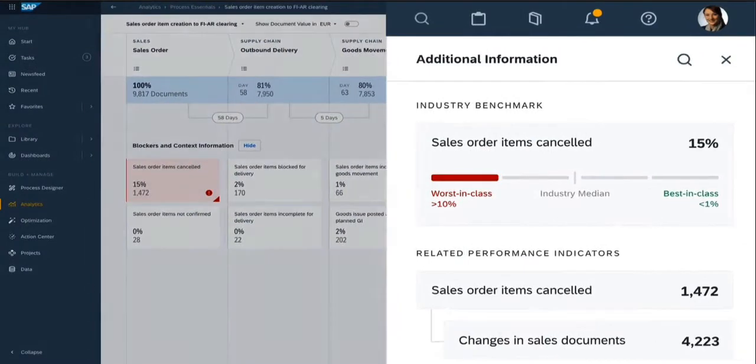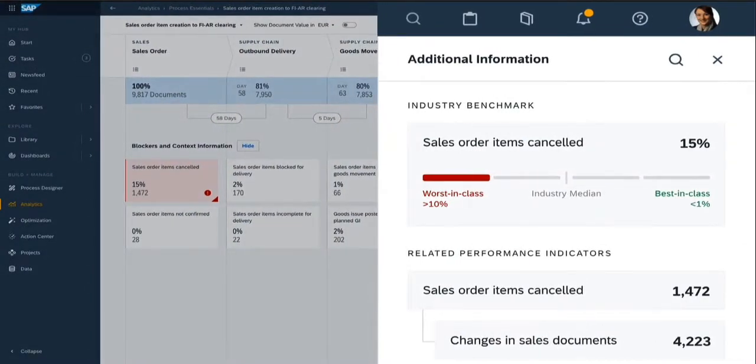Okay, let's compare these cancellations against some industry benchmarks. Unfortunately, we are clearly worse than the average. Before the cancellations, I see that changes are made to the sales documents. Why are there so many changes? Let's use process mining to dig a little deeper.